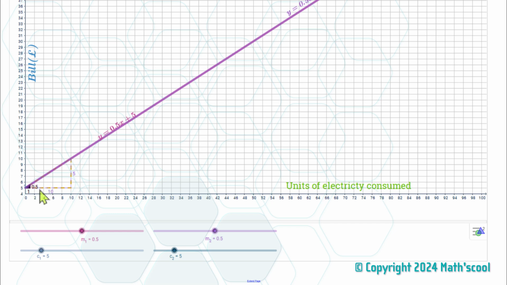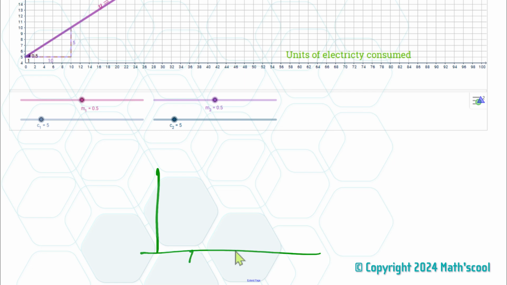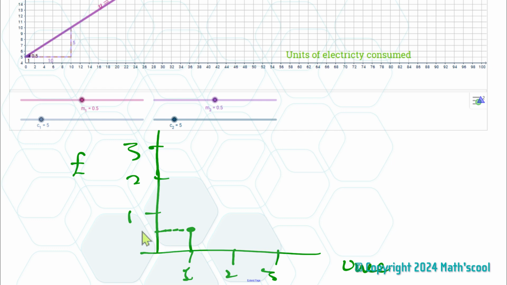So the gradient of my line is 0.5. I've tried to do a little box like that. So you've got some axes here, and you've got 1, 2, 3 on this axis, and I know it is 50p per unit. So this is in pounds and this is in units used, and so I know that 1 unit costs 50p, 0.5 pounds. And so my line looks like this, okay?